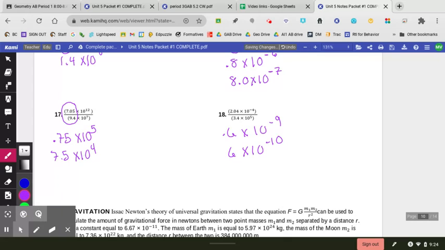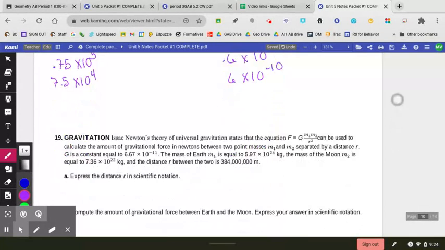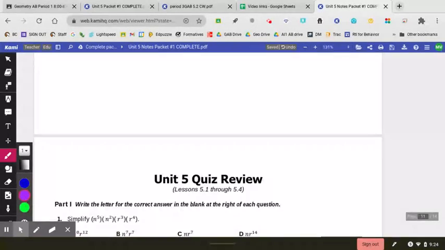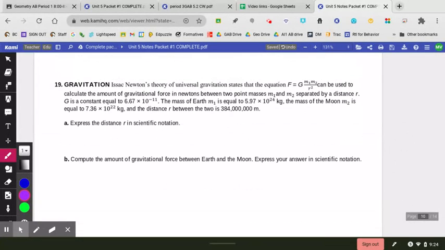Okay, so 17 is 7.5 times 10 to the 4th. 18 is 6 times 10 to the negative 10th. So now we have a word problem to do, and that's it for today.